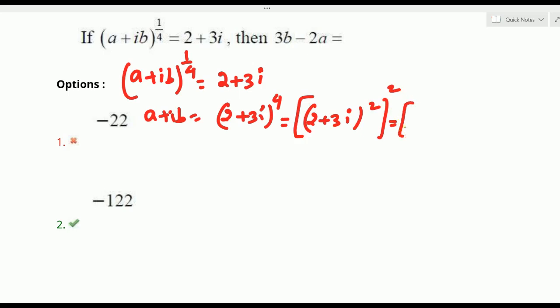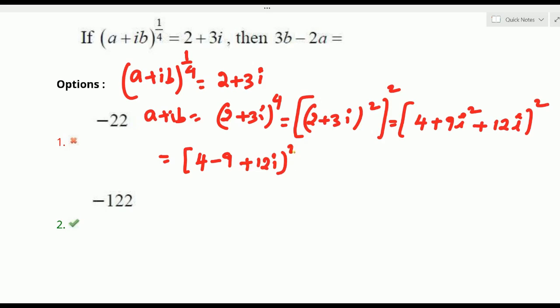First you can observe that (2 plus 3i) whole square is 2 square, that is 4, plus 3 square i square, that is 9i square, plus 2ab, that is 2 into 2 into 3, 12i. Again the whole square is there. Further simplification, you know well, i square is minus 1, so 4 minus 9, 9 into minus 1 is minus 9, plus 12i. Further, 4 minus 9 is minus 5 plus 12i, whole square. Again further square.